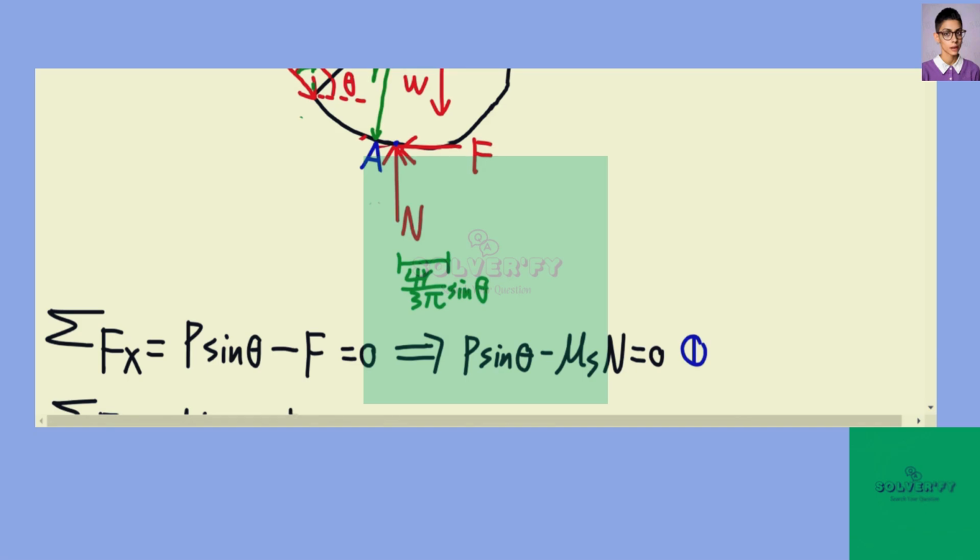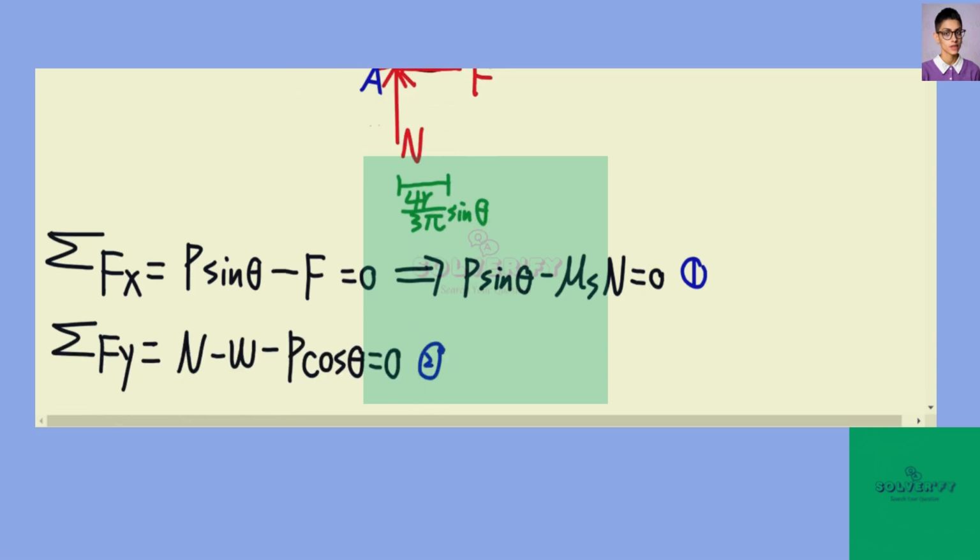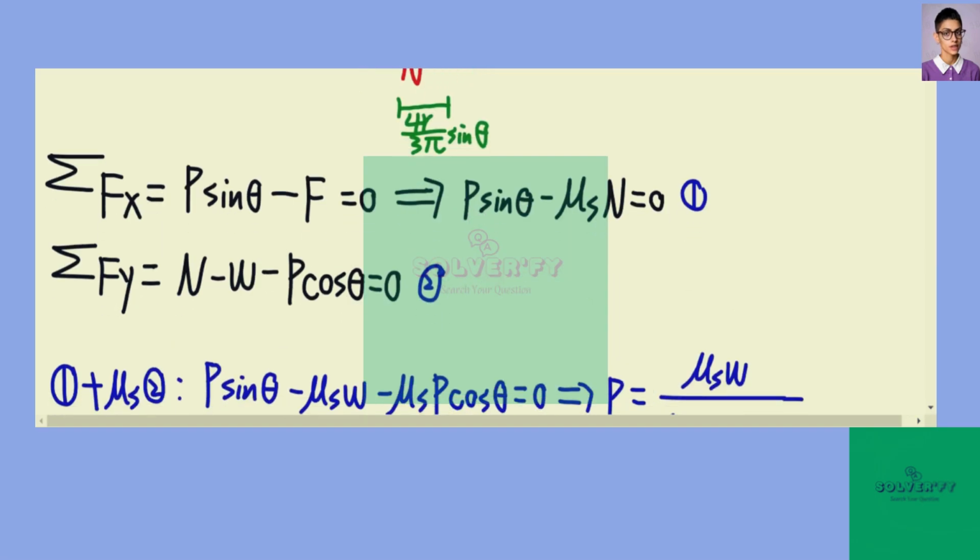Since we assume that the semi-cylinder is in equilibrium, the friction can be equal to the static friction, which is mu s N. And then in the y direction, we have N minus W minus P cosine theta is equal to 0. So now let's try to cancel out the N here.